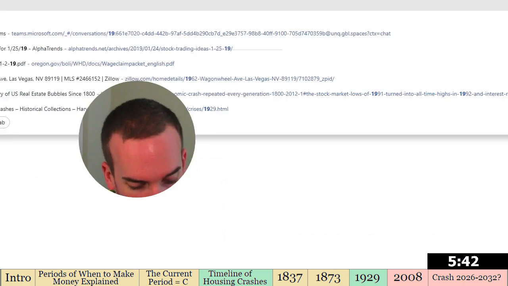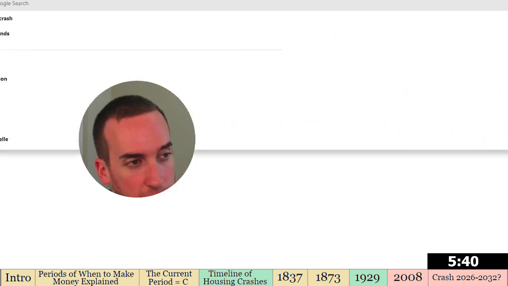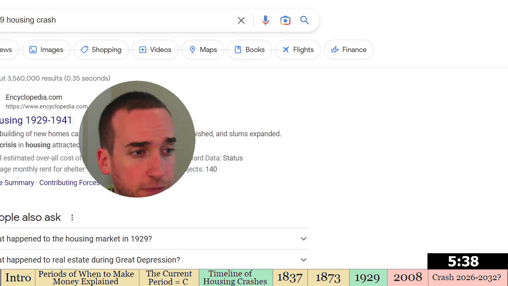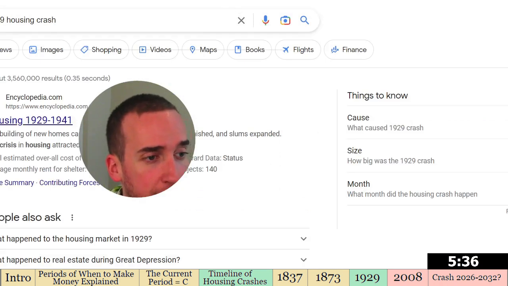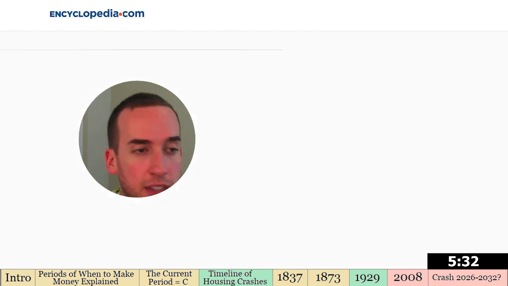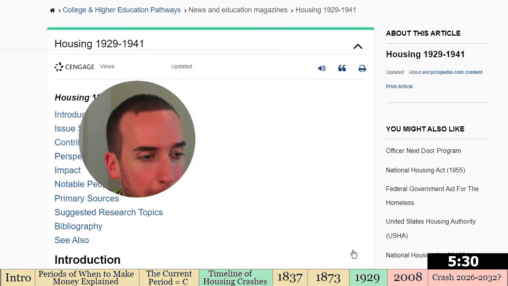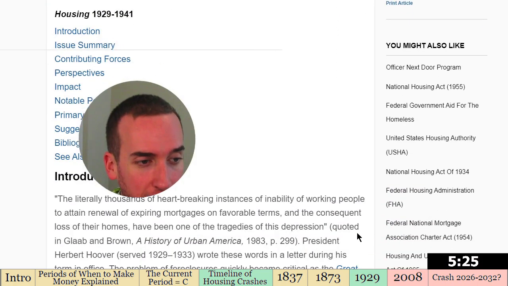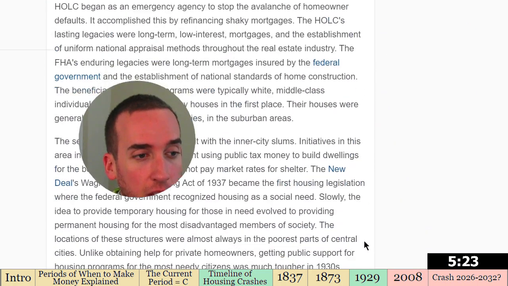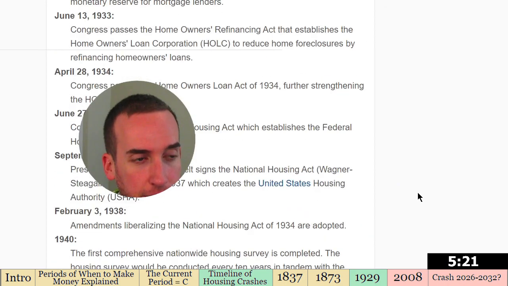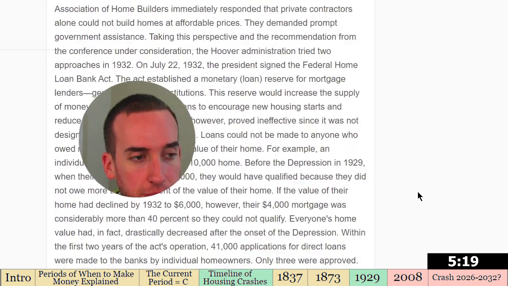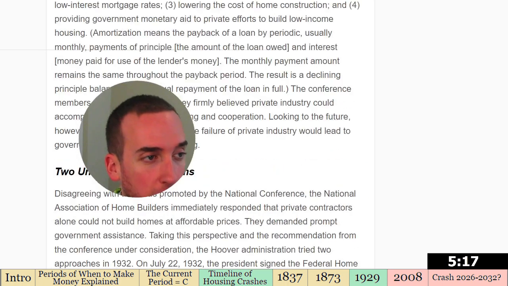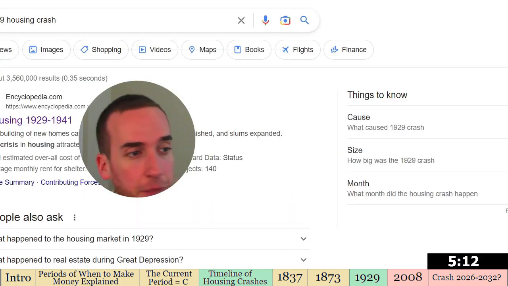Let's see if we can just Google 1929 housing crash. Oh, here's some good stuff right here. I'll bring this up. Housing 1929 to 1941. Oh my God, this is a book. We're not going to read the book. Let's read the metadata text right here.